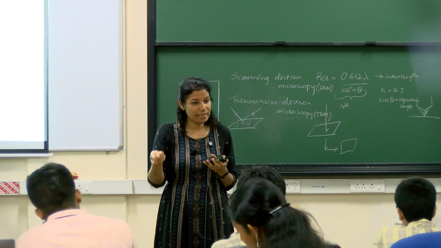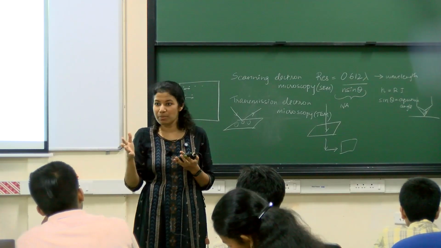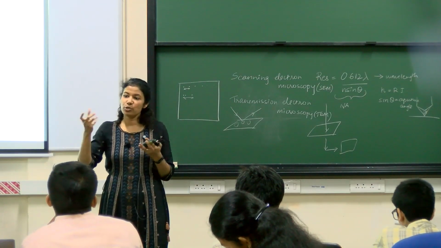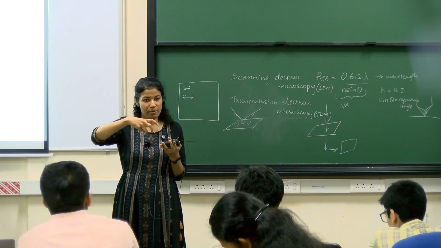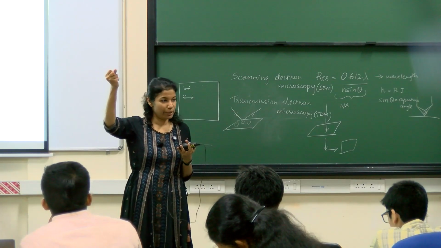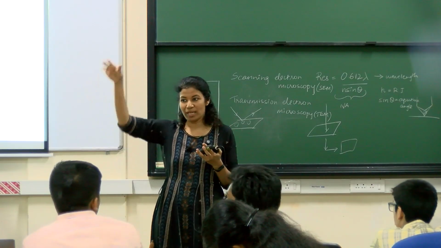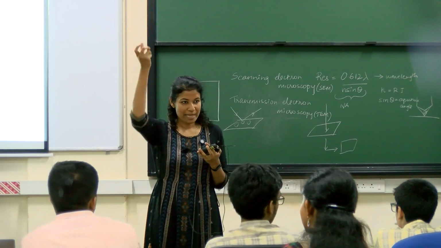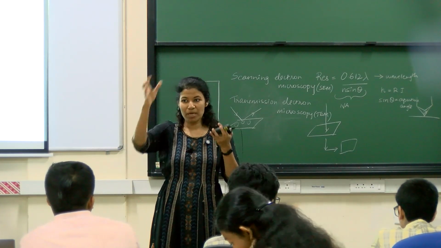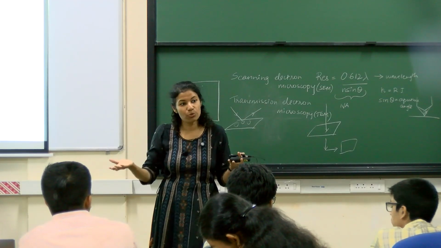Okay? So there are two ways of making it release electrons. One is you can heat it, which we call thermionic emission. The other way is you can apply an electrical field, and by that you can also pull out the electrons. This way you can make an electron beam. Okay, that is your source. An electron beam is one beam of electrons which you can use for imaging.